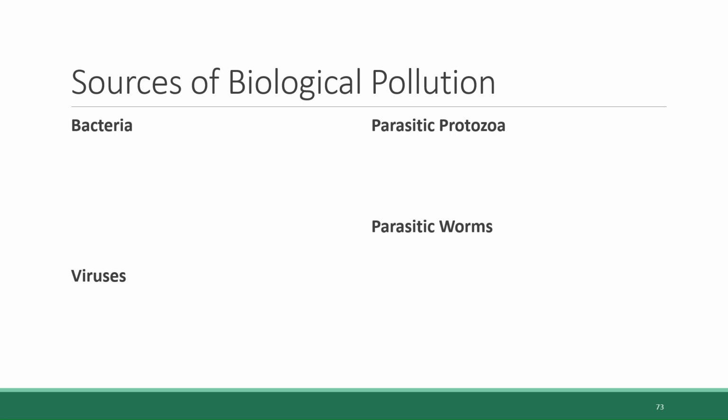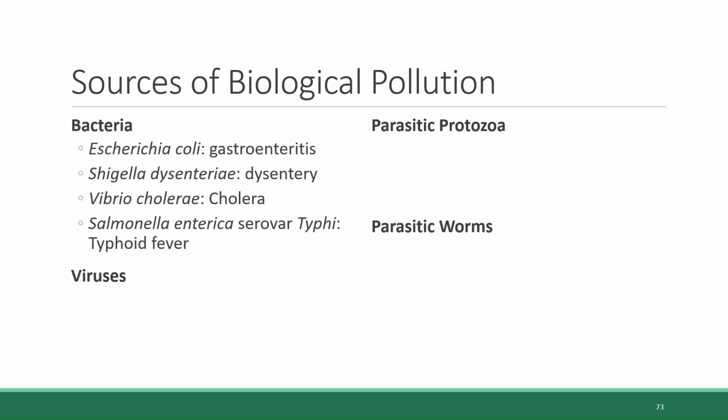Shigella dysentery causes the severe diarrheal illness known as dysentery. Vibrio cholera causes another severe diarrheal illness called cholera. And a specific serovar of salmonella called Salmonella enterica serovar typhi causes an infection called typhoid fever. Mostly these bacteria are transmitted from water being contaminated with fecal matter of an infected person or animal.